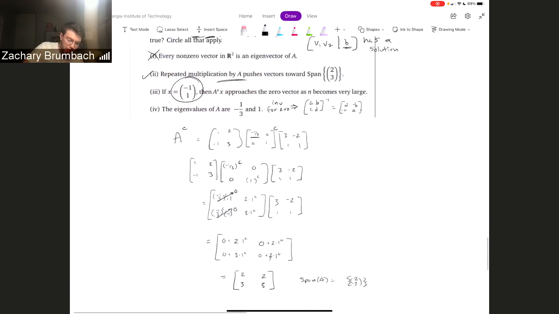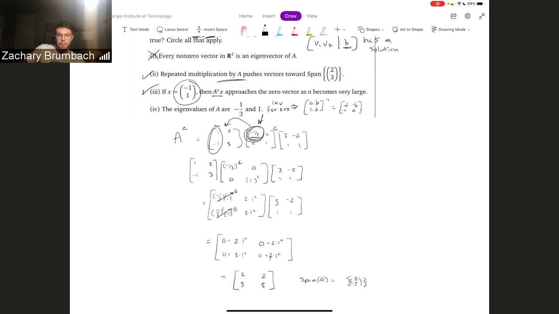So like we just talked about here, as this gets really big, because that's the corresponding eigenvalue to the eigenvector, it goes to 0. Therefore, this must be true. That's the same thing that I just said, just in a statement. If x equals this, then A^n of x approaches the 0 vector as n becomes very large. Yes, it does, because negative 1 over 3 raised to a really big power is equivalent to 0.